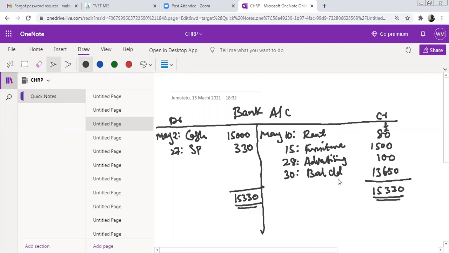Note the balance carried down will always appear on the side that has less, so that now it can total with the side that has more. So now the carried down being on the credit, on June 1st, the opening balance brought down will be the same balance we closed with, 13,650.